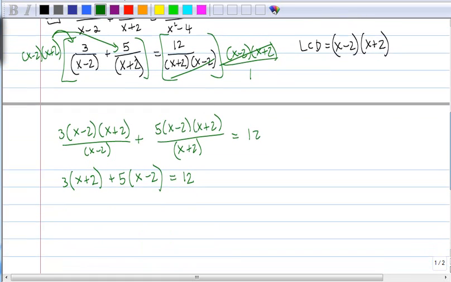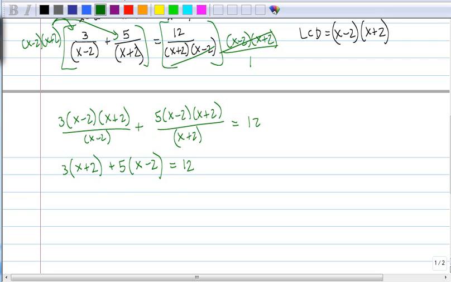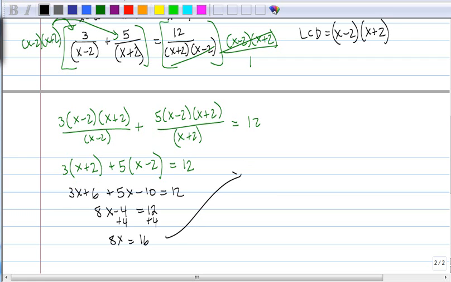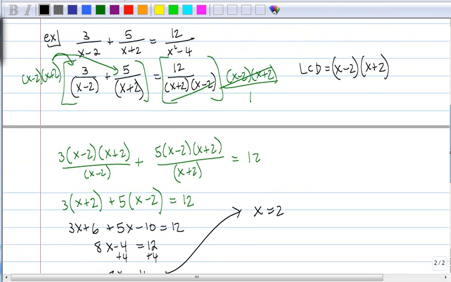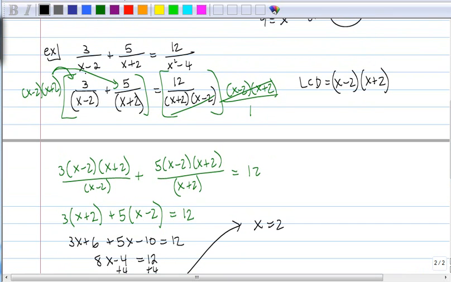Okay, let's go ahead. Now we have an equation without fractions, so we can easily solve it by getting rid of the parentheses, combining like terms, adding 4 to both sides, dividing both sides by 8 to get x equals 2. Okay, the problem with x equals 2 is, you notice it makes the left side right here, if I plug in 2, undefined, and also the right side. This one actually, this middle term is okay. So x equals 2 cannot be a solution, even though it was a solution to that linear equation.